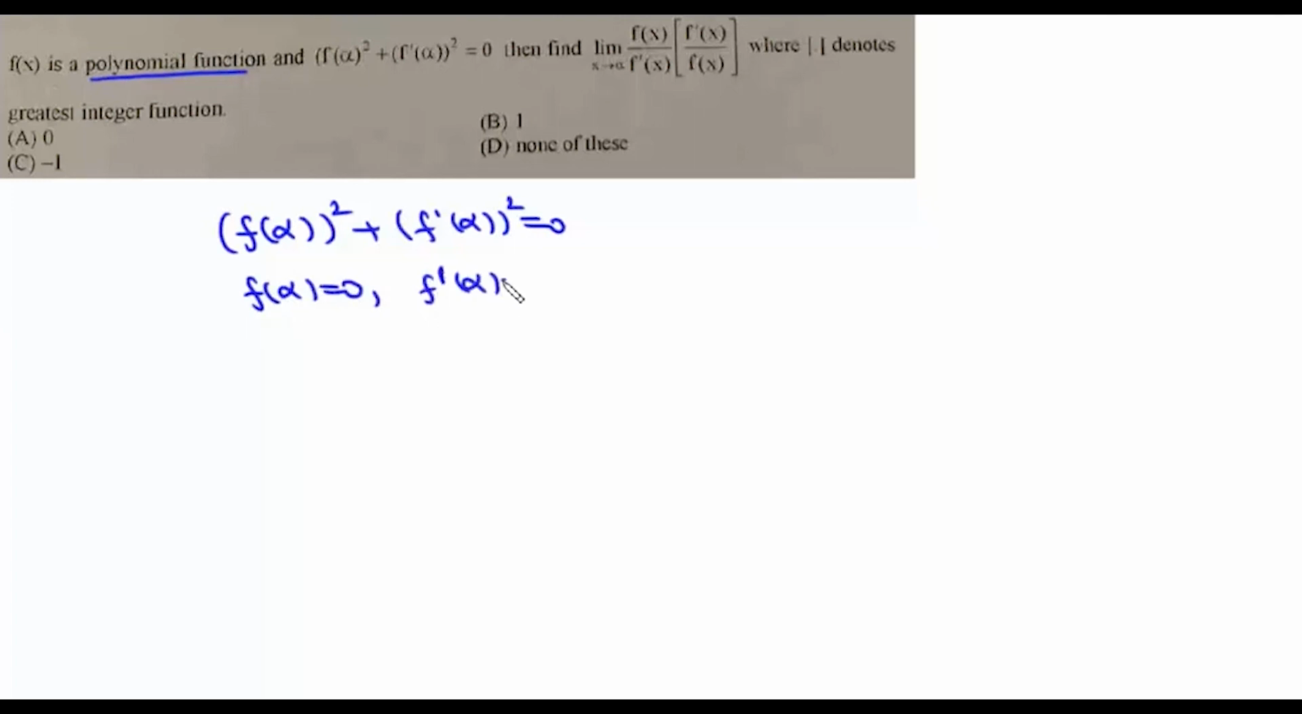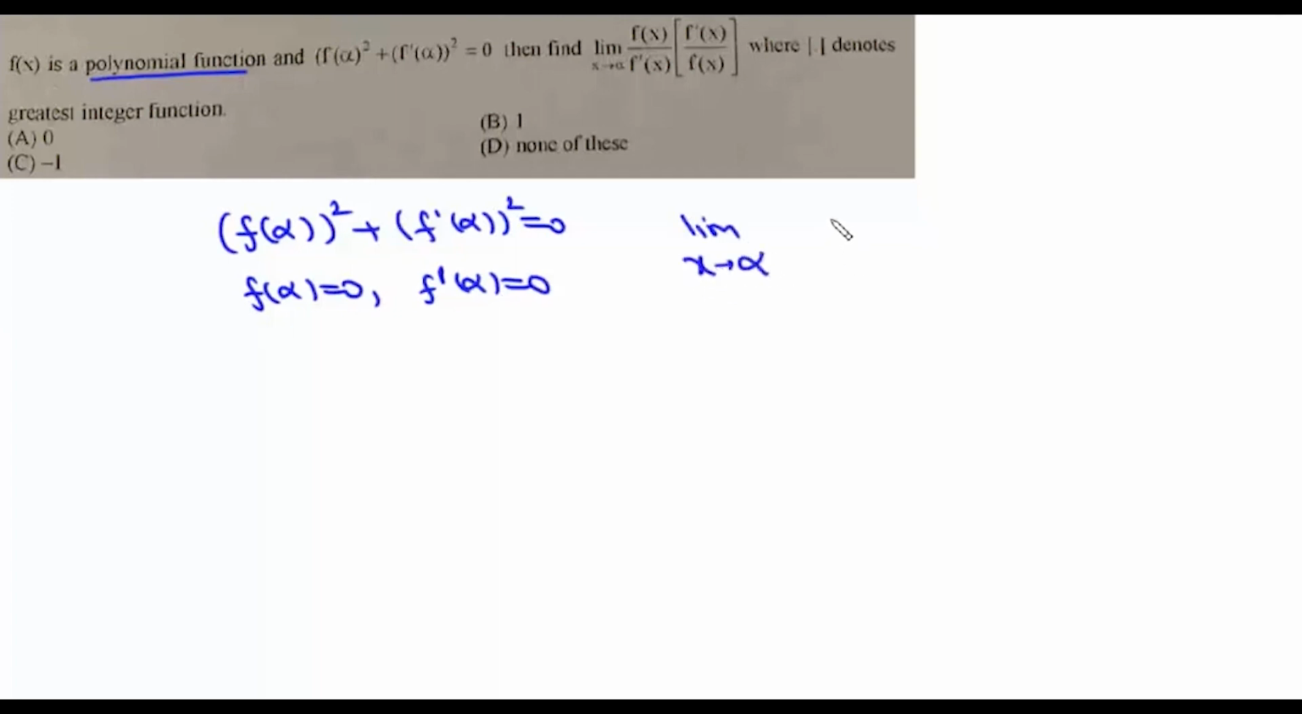Now this third question is, if f(x) is a polynomial function such that f(α)² + f'(α)² = 0. Now assuming that it is a polynomial function with real coefficients, from here we can say f(α) must be 0 and f'(α) must also be 0.